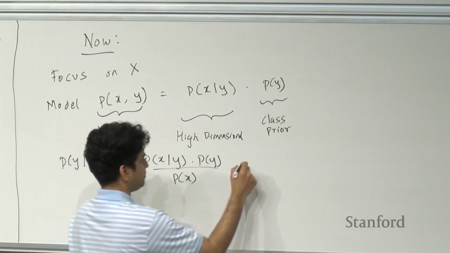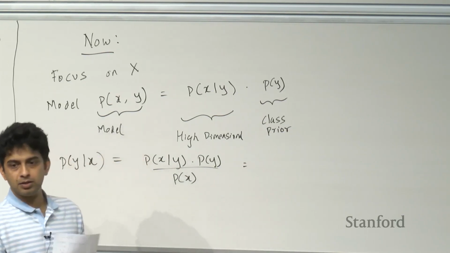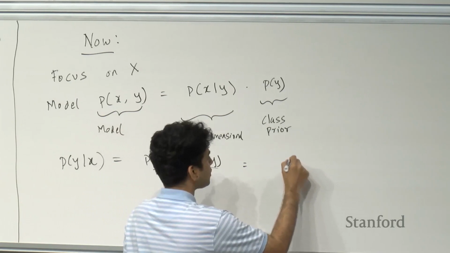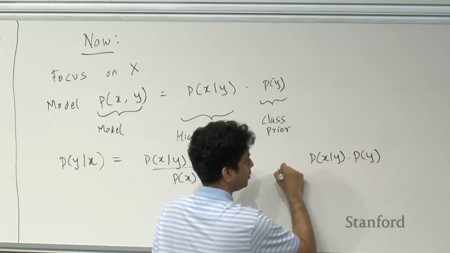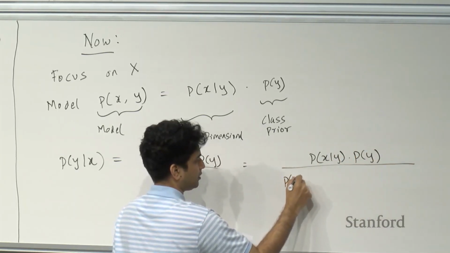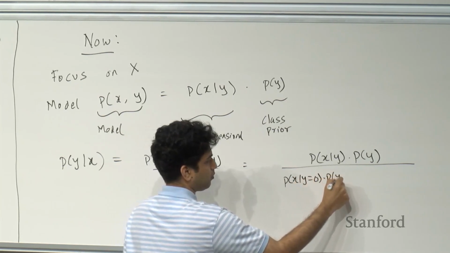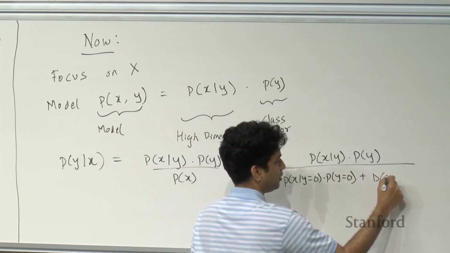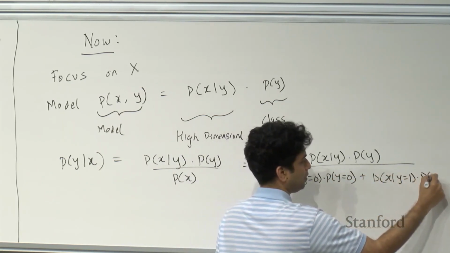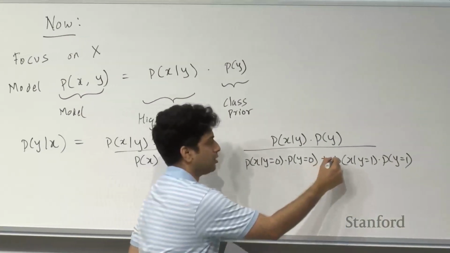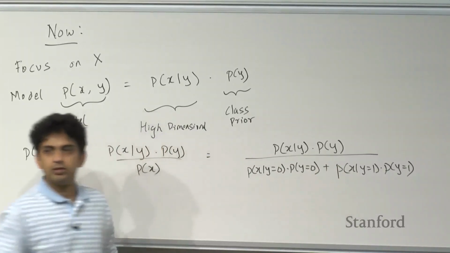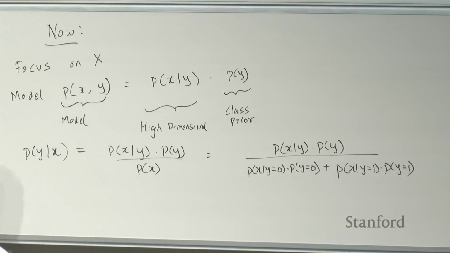And this can also generally, in cases when y is binary, we can write this as P of x given y times P of y over P of x given y equals 0 times P of y equals 0 plus P of x given y equals 1 times P of y equals 1. Right? And we can write it this way because P of x is exactly equal to this when y is binary. Right? So this is the Bayes rule to get P of y given x, and P of y given x is generally called the posterior distribution.